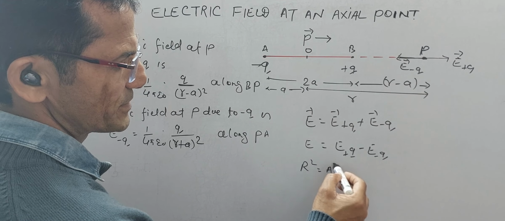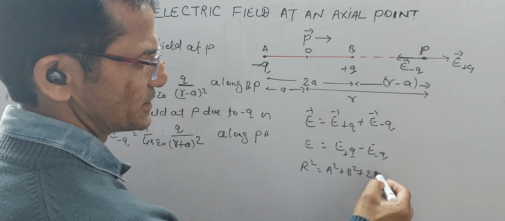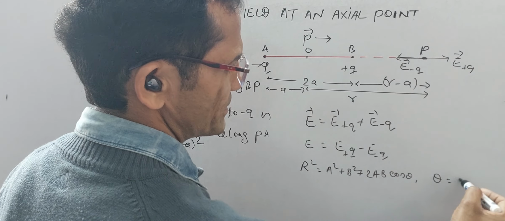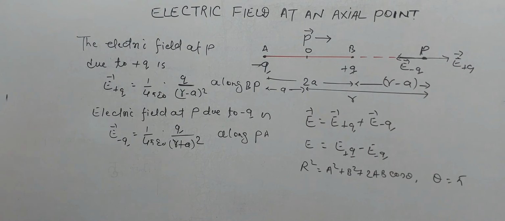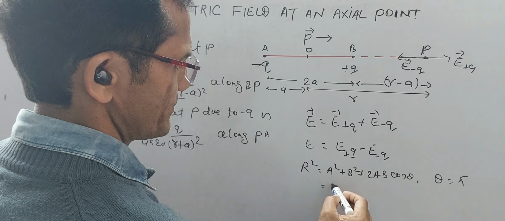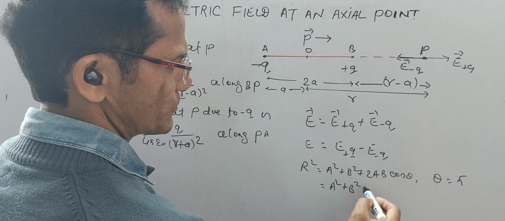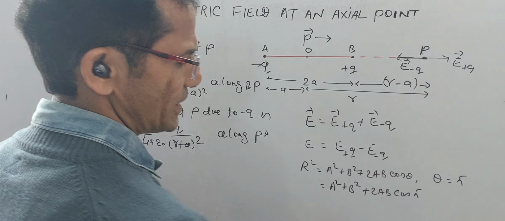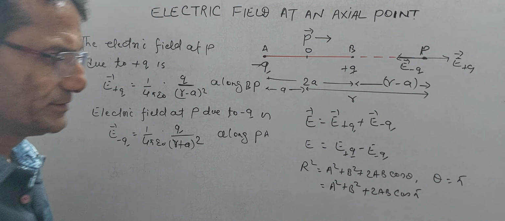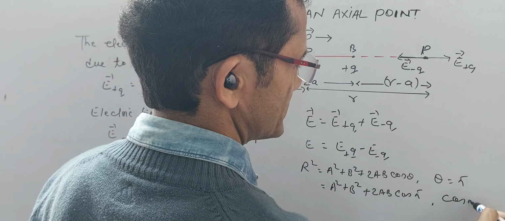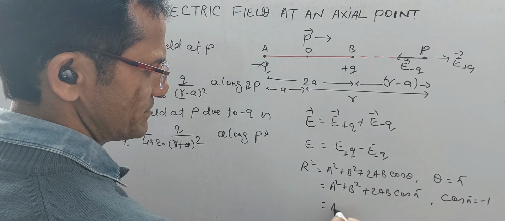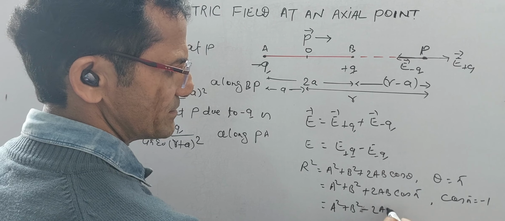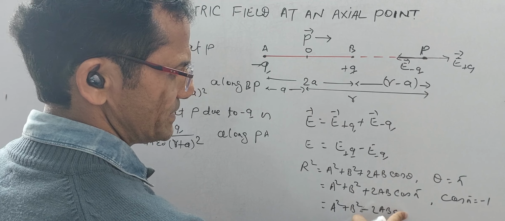R square is equal to A square plus B square plus twice AB cos theta. Here the angle between A and B is 180, so the formula becomes A square plus B square plus twice AB cos pi. Now cos pi is equal to minus 1, so it becomes A square plus B square minus twice AB.